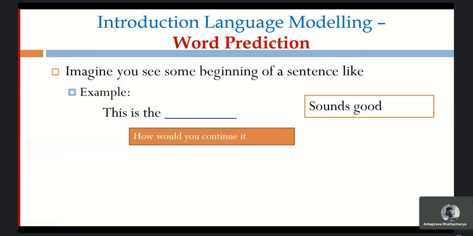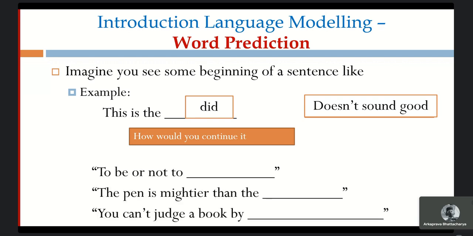Now, if I say this is the did, does it sound good? No, it does not sound good. So now this is where the predictions are to be done. So the prediction of the next word with respect to the previous words. How are you able to predict what could be the next word with respect to the previous word? Let us try to have one more example.